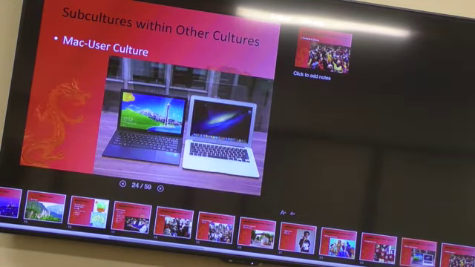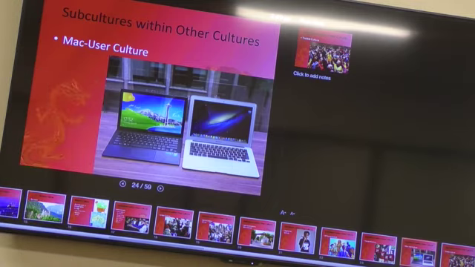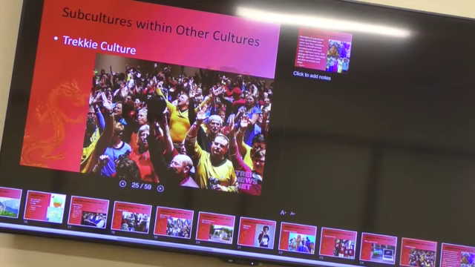People who are Mac users. I know, what's wrong with those people? Everybody knows that PCs are better than Macs, right? No, Macs are, no. Anyway, people that have iPhones and have Mac computers, they think they're better than everybody else. Or they're different. Trekkies, another subculture in the United States. People that follow Star Trek. Now we have Star Wars.